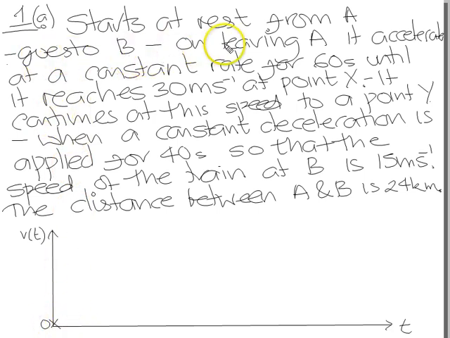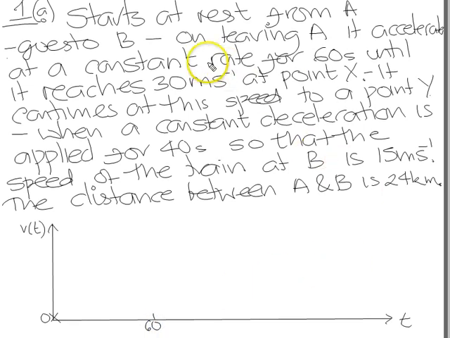It goes to B. On leaving A, it accelerates at a constant rate for 60 seconds. So 60 seconds along, which I'll put here, right? At 60 seconds along, until it reaches a speed of 30 meters per second. So at 60 seconds it's going to reach this speed, and that would be 30 meters per second. So let's put that in there. And that would correspond to a point X.